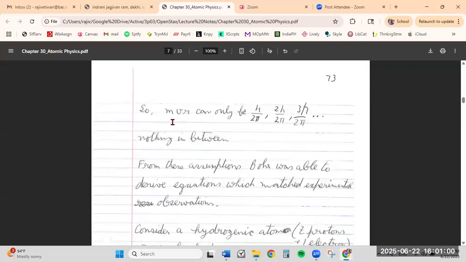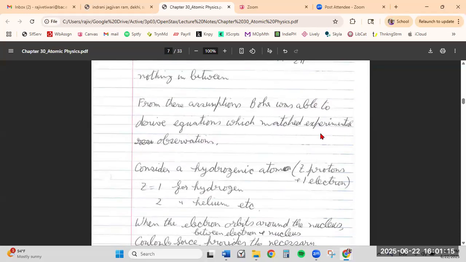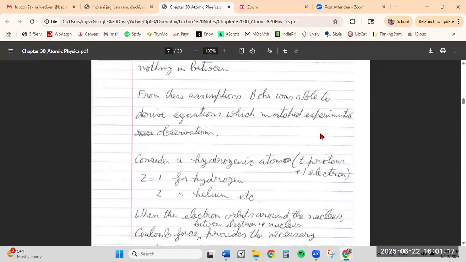So angular momentum mvr can only be h over 2 pi, 2h over 2 pi, 3h over 2 pi, etc., but nothing in between. So that's basically the quantization of angular momentum. From these assumptions, Bohr was able to derive equations which matched experimental observations.